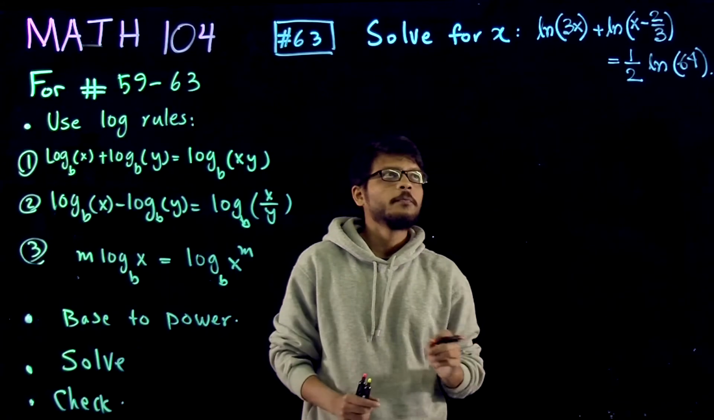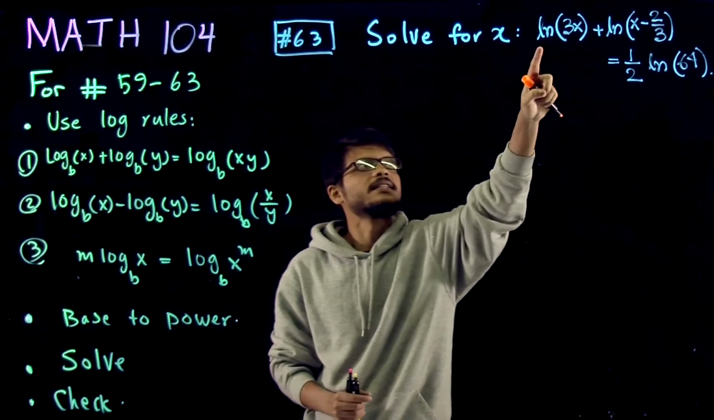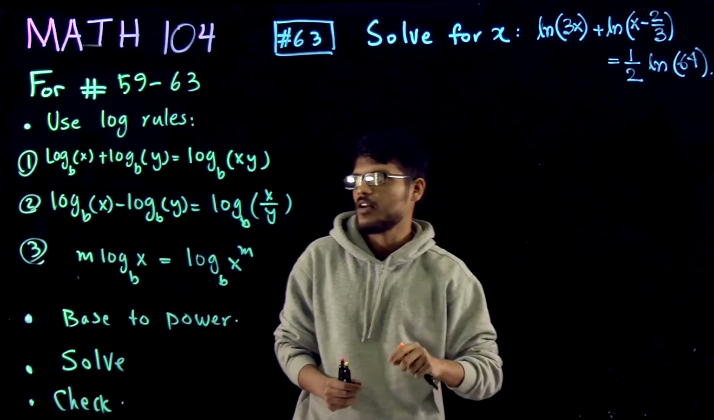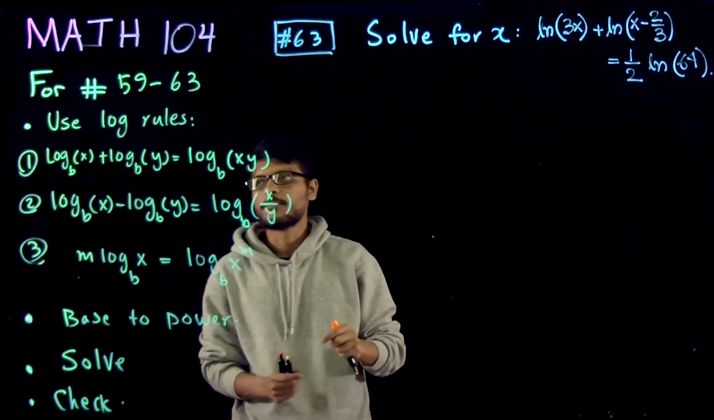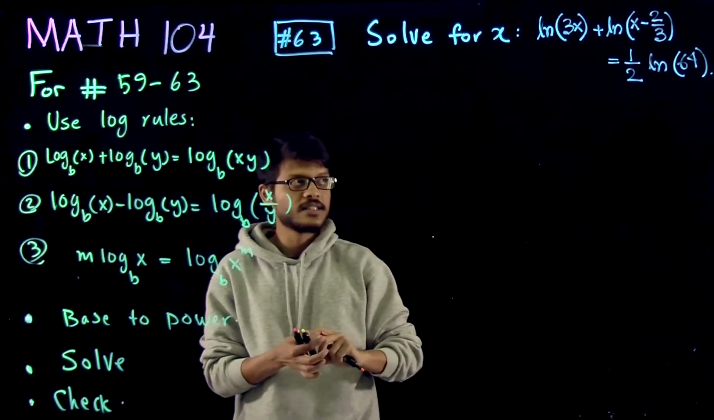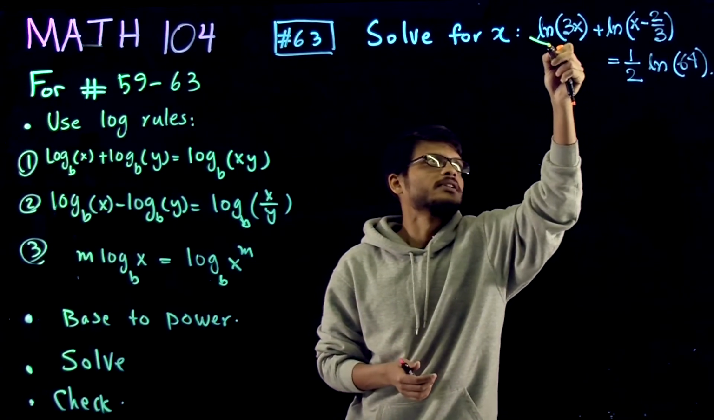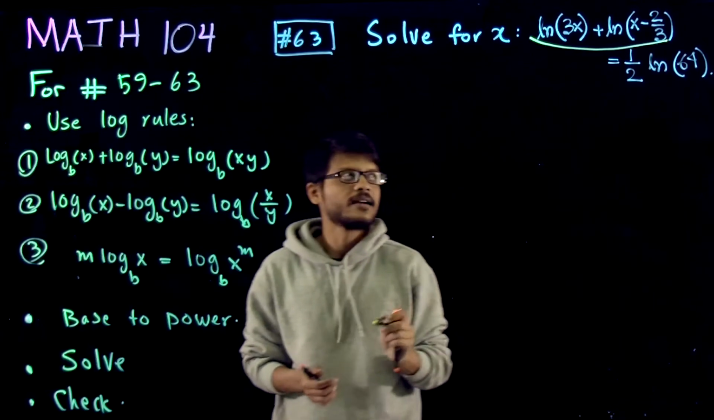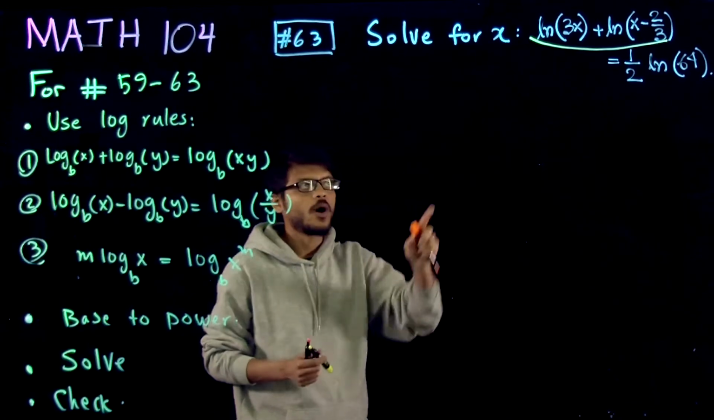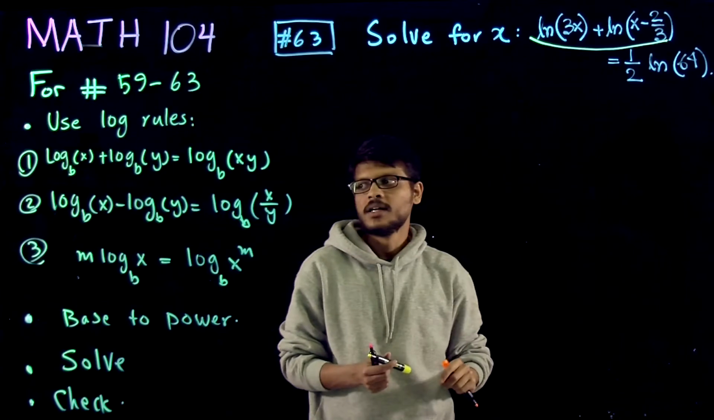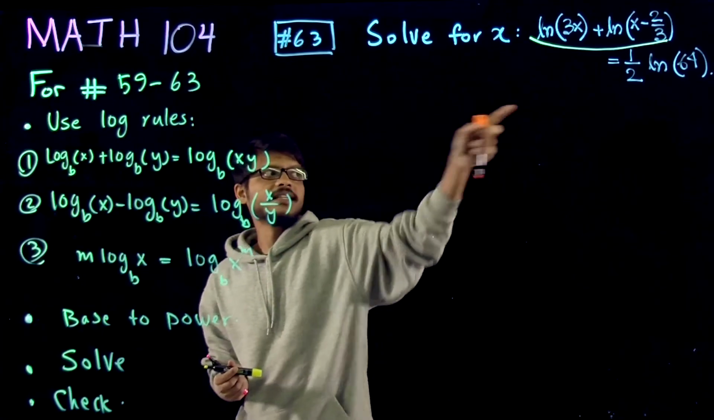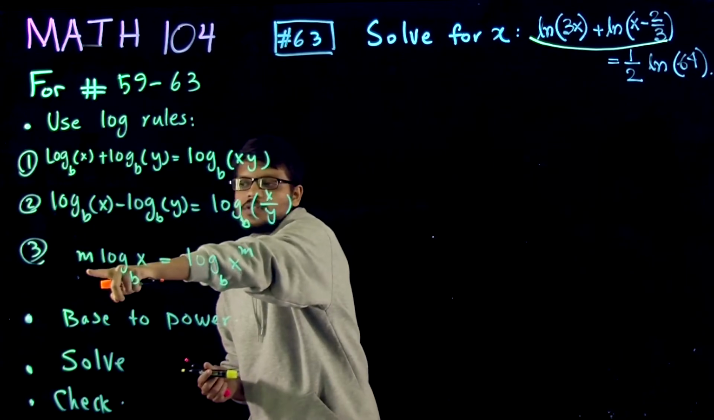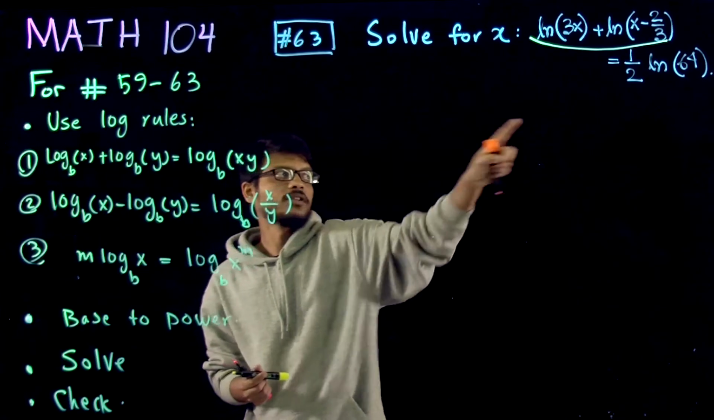So now what should we do? As you can see, the left hand side is the sum of two logs, and we have a log rule for that. We know that the sum of two logs is just the log of the product of the insides, and this is the law we are going to use for the left hand side. And for the right hand side, what should we do? So we have 1/2 ln 64, and if you look at rule number 3, we are going to use law number 3 for the right hand side.